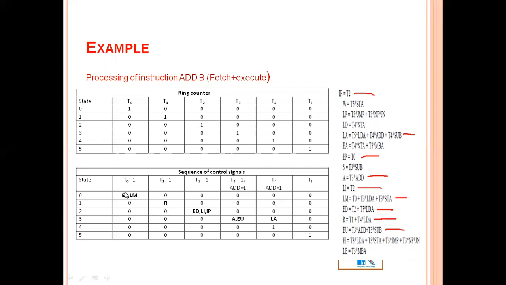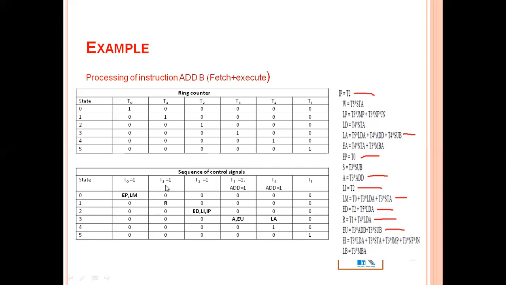At first it will fetch. At the fetch operation, first EP and LM. So when T0 is equal to 1, this control signal will be generated, EP and LM. Why? See here, EP T0 is 1, EP will be activated, and again LM T0 is 1, this LM will be activated. That means T0 is equal to 1, EP LM. This first instruction will be activated. This is the fetching. T0, T1, T2, it will be fetch.